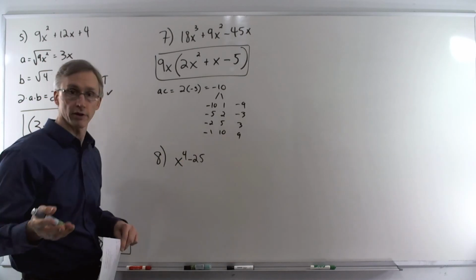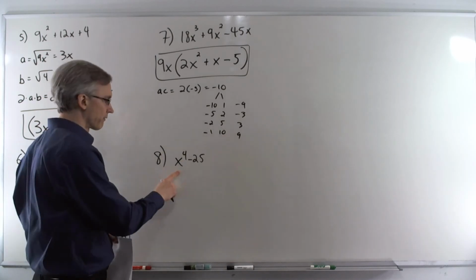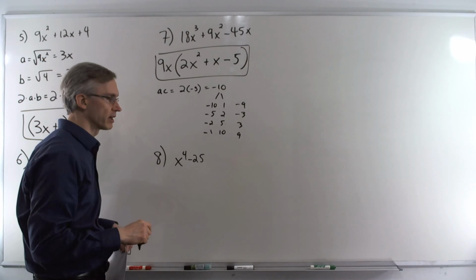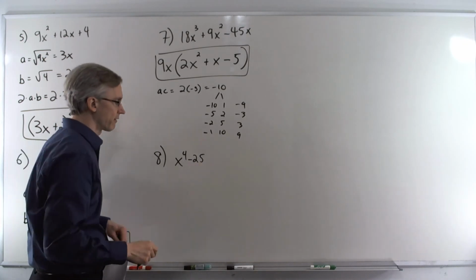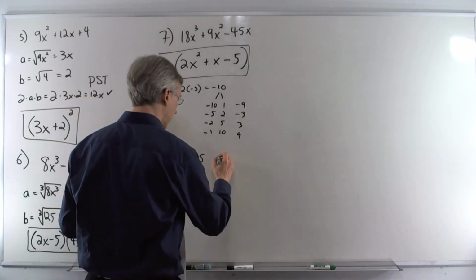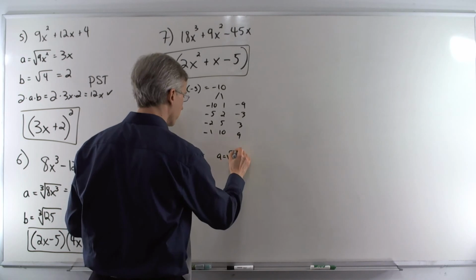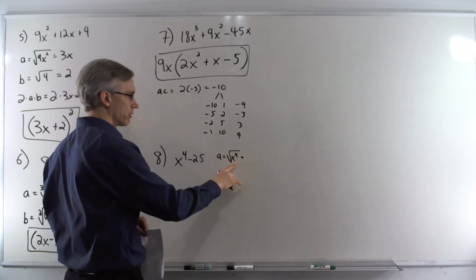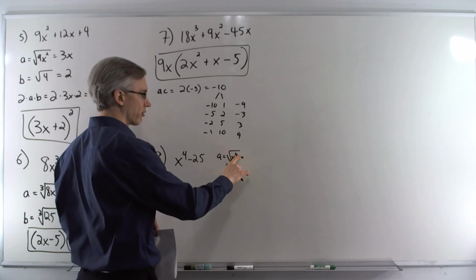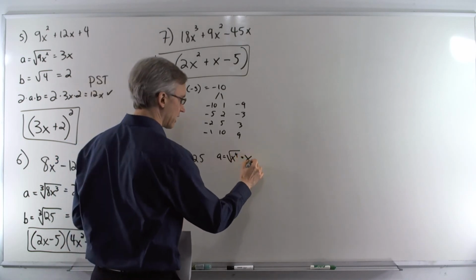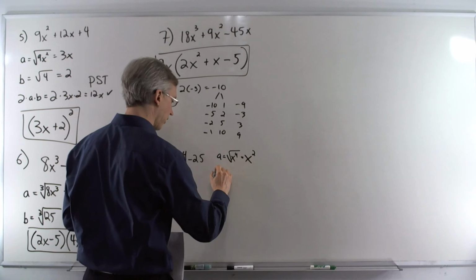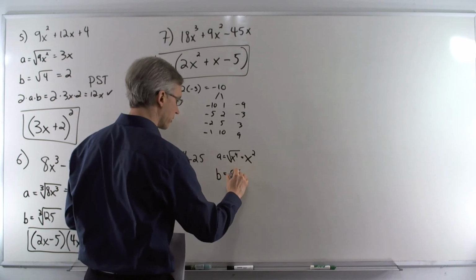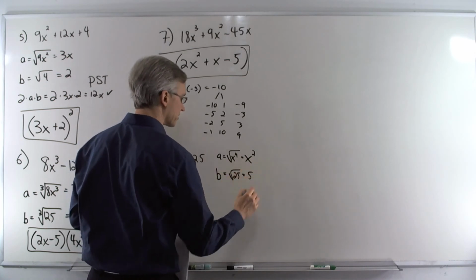So it's not a perfect cube, but it is a perfect square because the exponent is even. Also 25 is a perfect square. So we find A and B. A is the square root of x to the fourth power. Find the square root, divide the exponent by 2. 4 divided by 2 is 2, so that gives us x squared for A. B is the square root of 25, and that's 5.